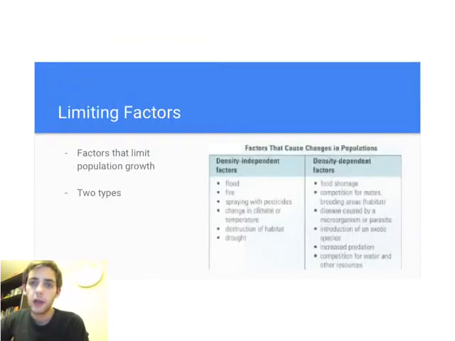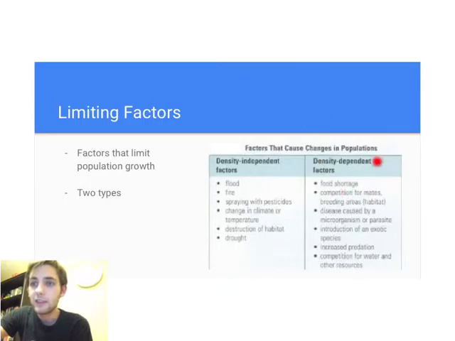So this should be a review. What is the definition of limiting factors? Well, there are factors that limit population growth, so pretty straightforward there. And there are two types. You have density-independent limiting factors and density-dependent limiting factors. And you can kind of deduce what they mean from the name.